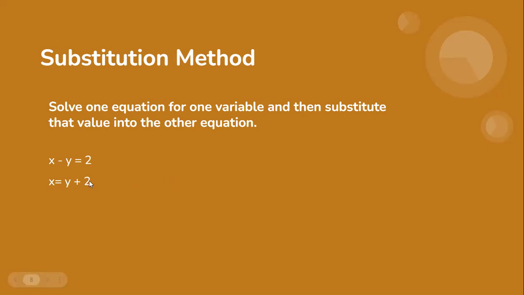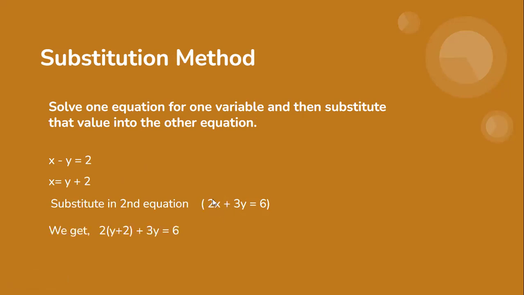Then we have to substitute this x is equal to y plus 2 in the equation of 2x plus 3y is equal to 6 in such a way. So instead of x here, we will substitute y plus 2 to get 2 into (y plus 2) plus 3y is equal to 6. So once we have y, we can substitute it back to find x. So this will give us the values for both variables.